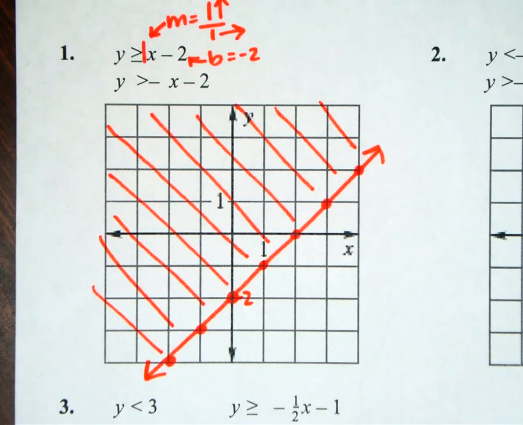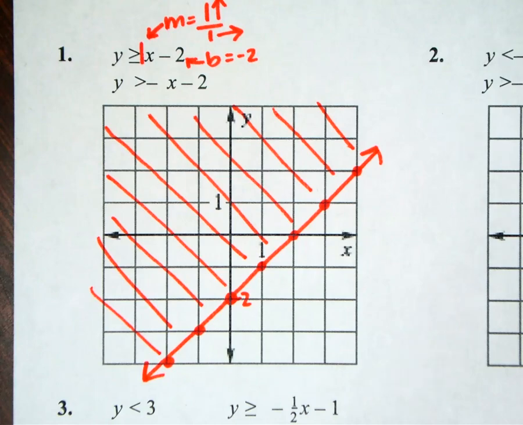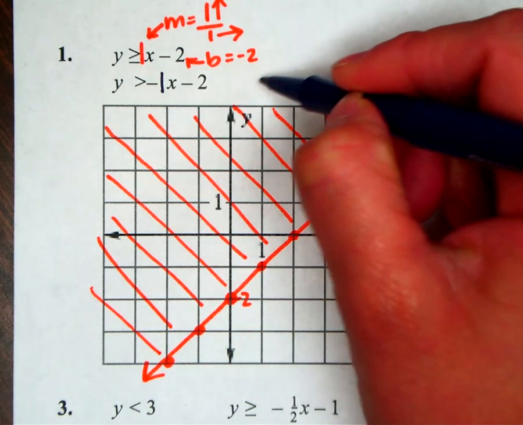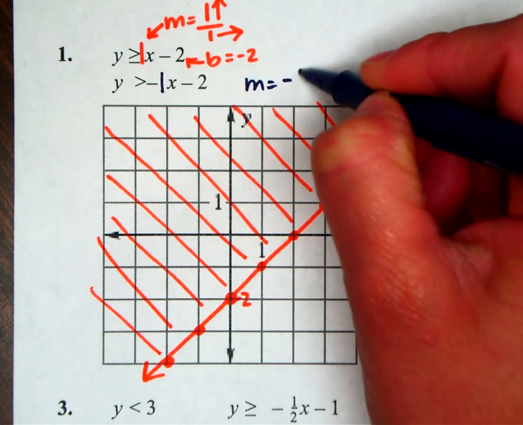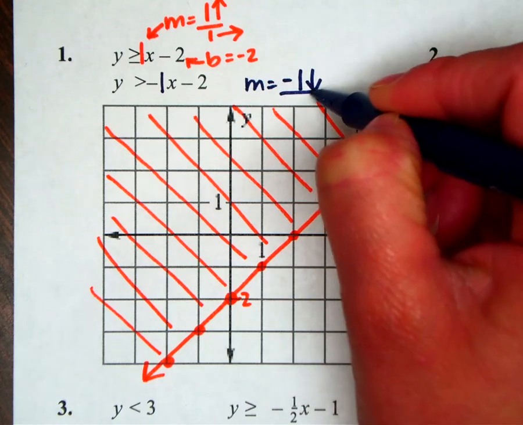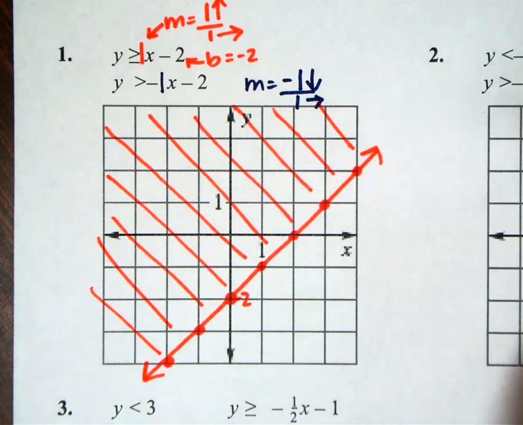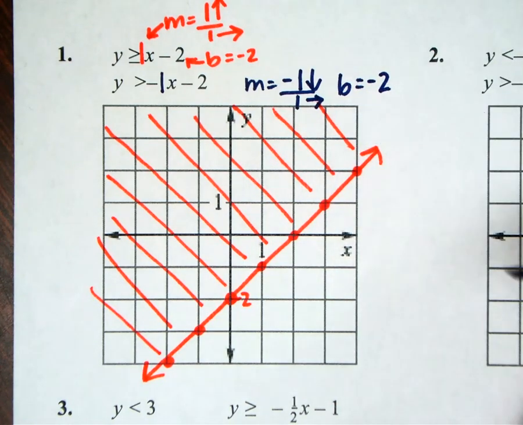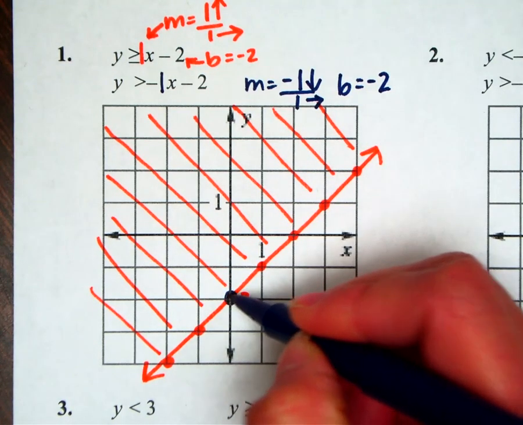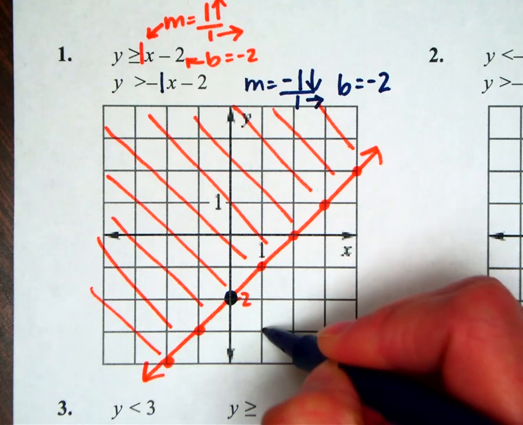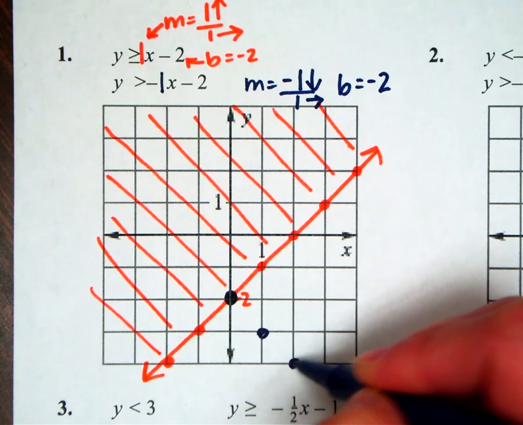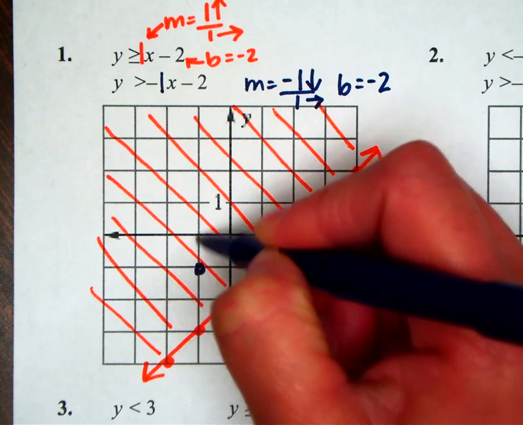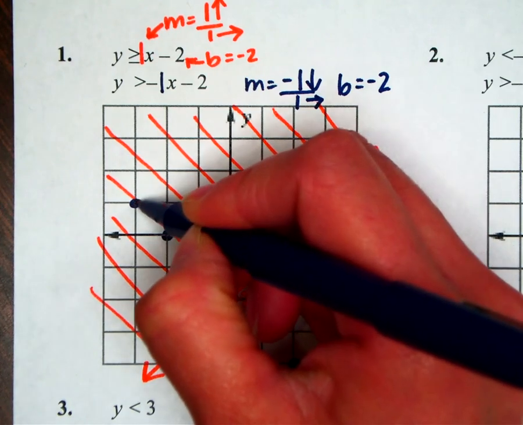The second equation, y is greater than -x minus 2. Negative x, m is -1, the slope, down 1, over 1, -2 is b, the y-intercept. So I'm going to start at -2 on the y-intercept, but this time I'm going to move down 1, right 1, down 1, right 1, plot a point. In the opposite direction, I'll go up 1, left 1, up 1, left 1.